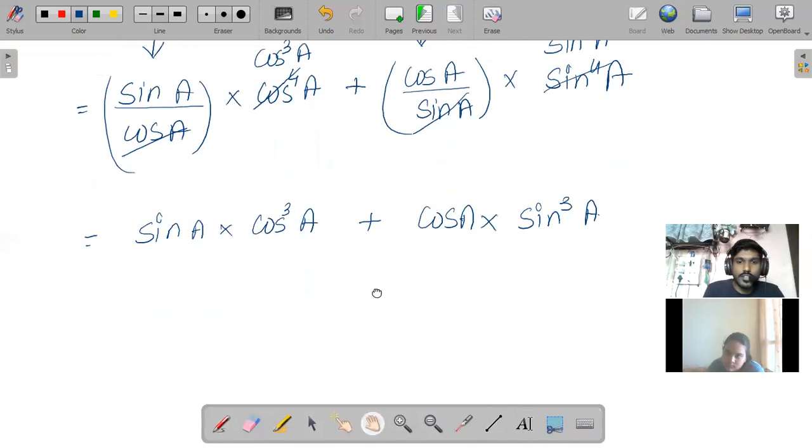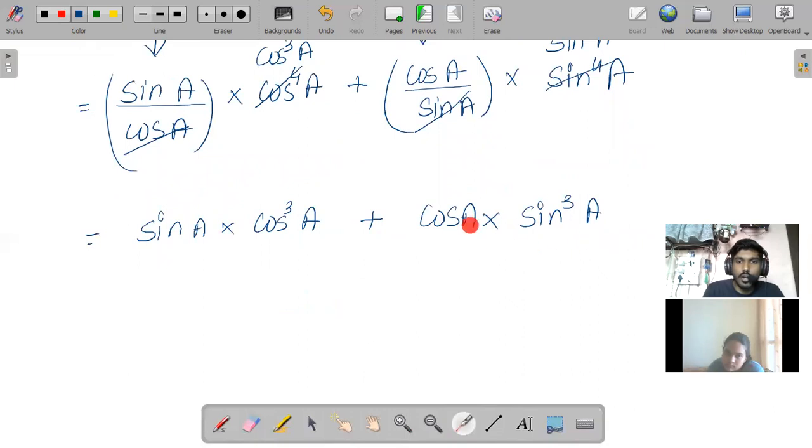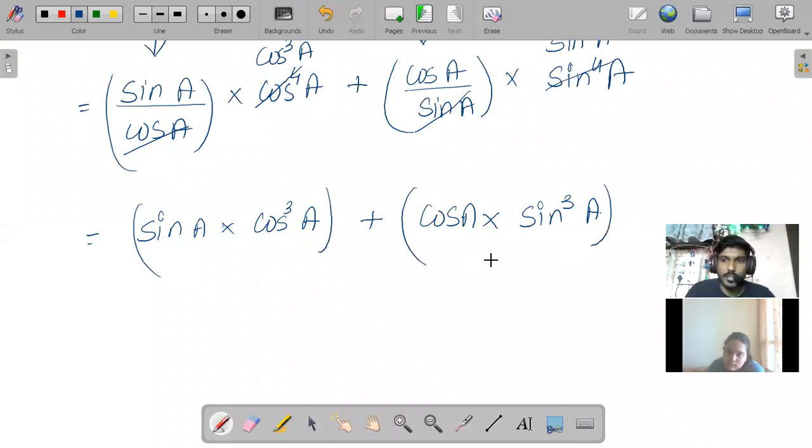Okay. Now, can you see we can take something common? What is common? This is one term, and this is one term. Can you see something common in both terms? You can get sin A and sin 3A together and cos 3A and cos A together. It is not cos 3, it is cos raised to 3. And sin raised to 3. Yes. Okay.